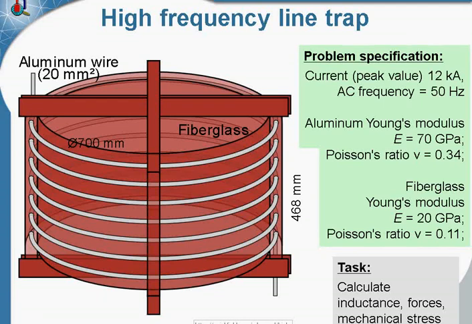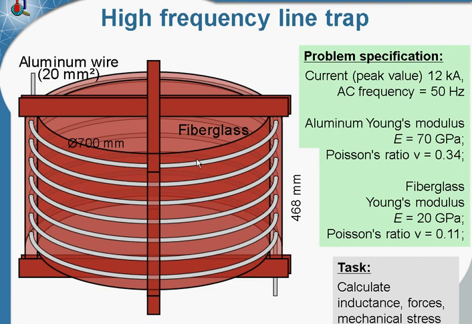High frequency line trap. Line trap is a solenoid which inductance is used to filter high frequency signals. Line trap is connected in series with a transmission line. In a line trap, conductor is made of aluminum and fixed in the fiberglass case. Line trap should withstand electrodynamic forces that could appear during transmission line short circuit.